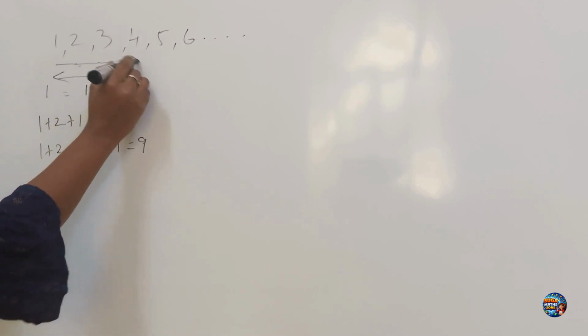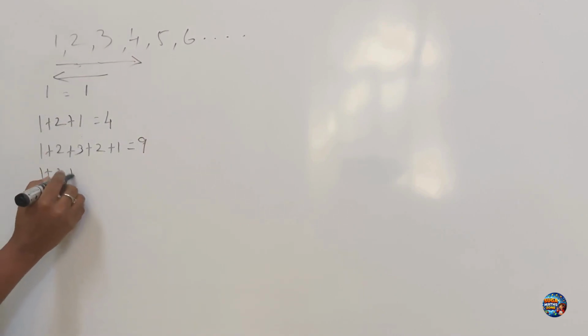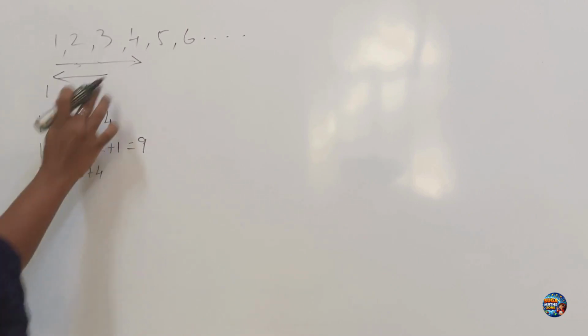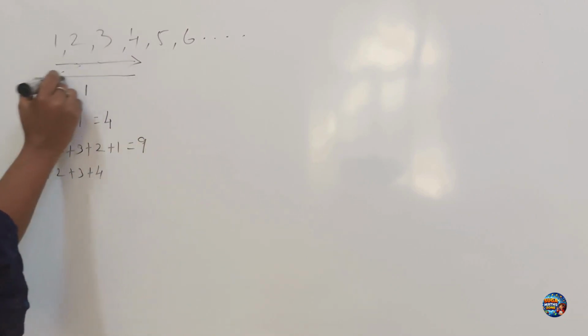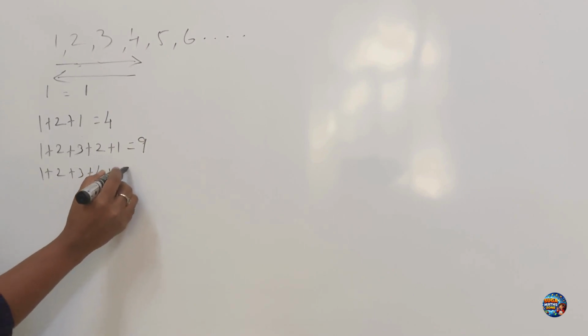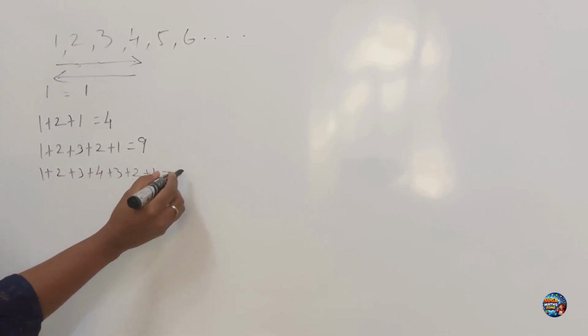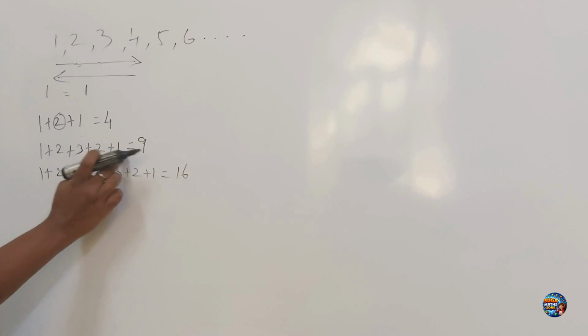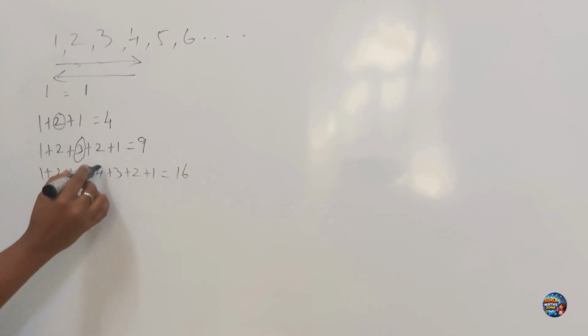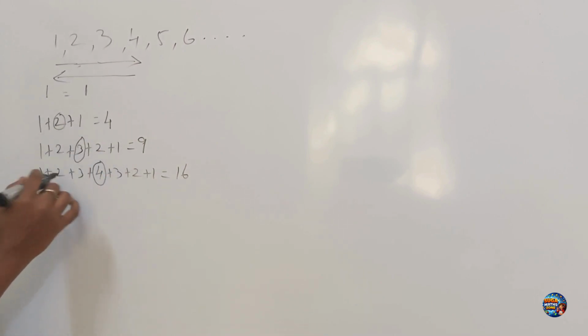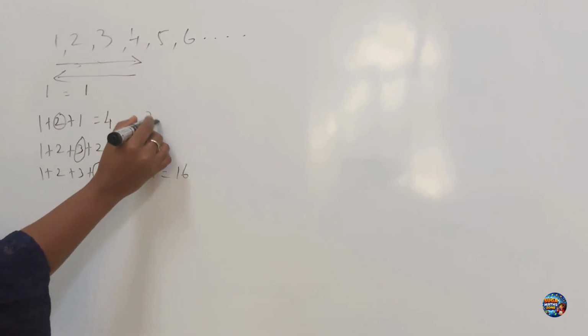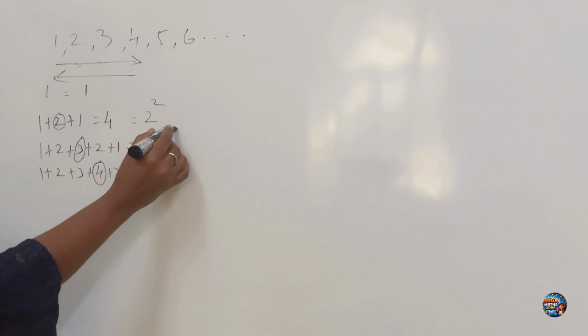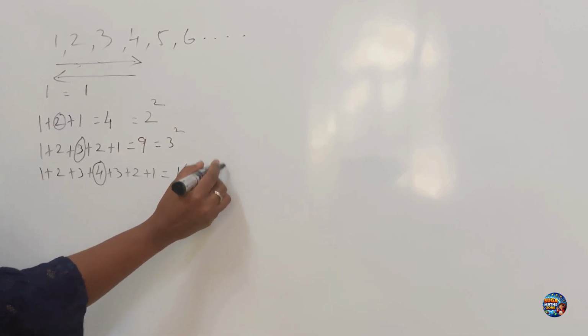And again 4, 1 plus 2 plus 3 plus 4. Then again down direction, 3 plus 2 plus 1. So I am getting the 16. In this you can see that the middle of the number is here 2, and here 1 plus 2 and here 2 plus 1. So the middle of the number is 3. Here 4. So you can square these numbers only. So this is 2 square, this is 3 square, and this is 4 square.